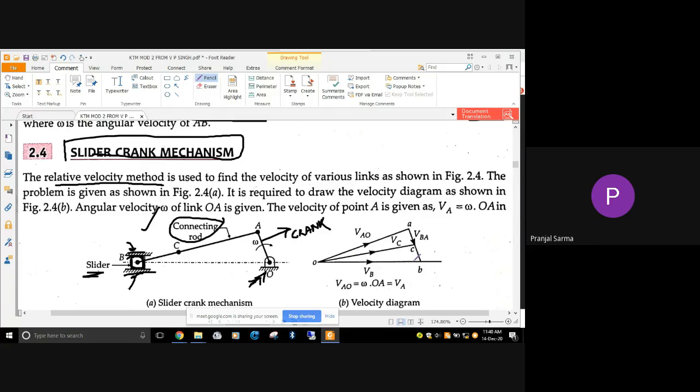We also have inversion of slider crank mechanism, and other mechanisms also can have different inversions. But the basic thing is like this. I thought that it would be very easy.